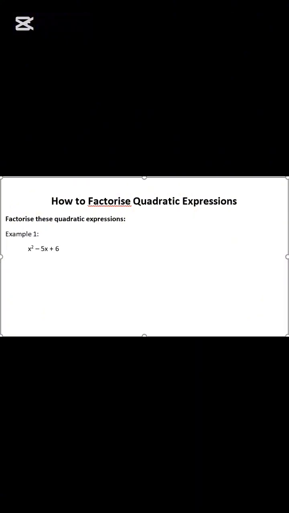Alright, so our first example here is x squared minus 5x plus 6. The big question is, how do we split this quadratic expression into two brackets? The first thing to do is to replace that middle term, minus 5x, with two numbers.